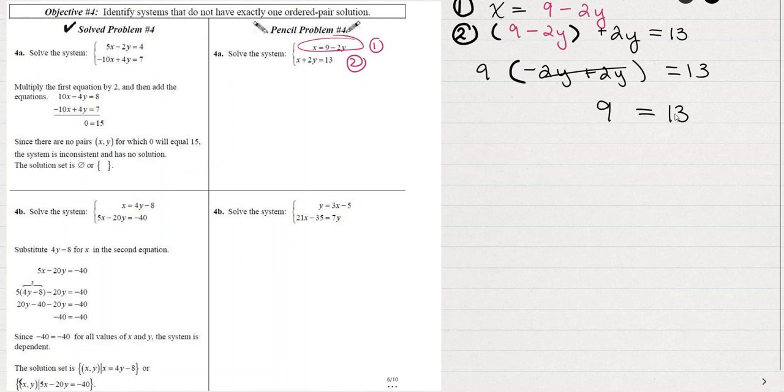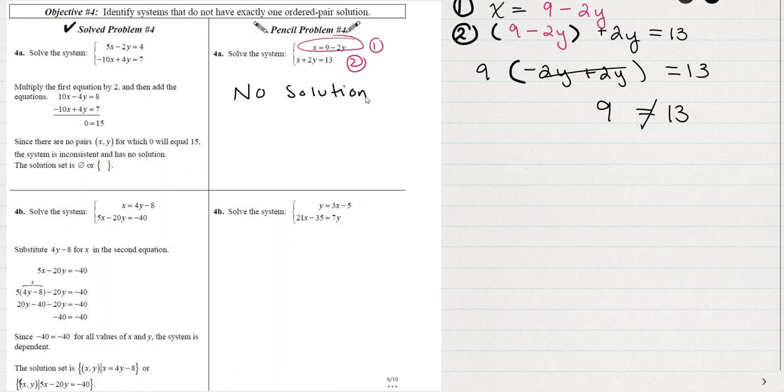When does 9 equal 13? Well, it never does. So what we have here is an example of a system with no solution. There are a few ways we can write that there's no solution.